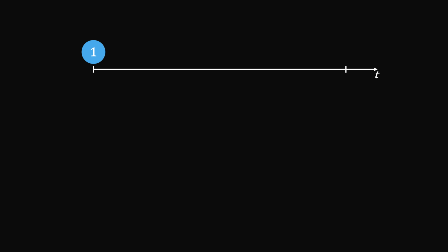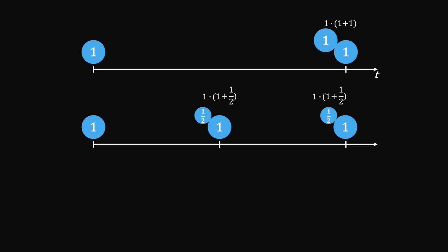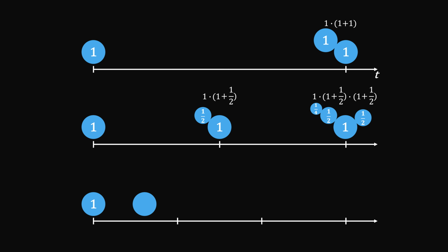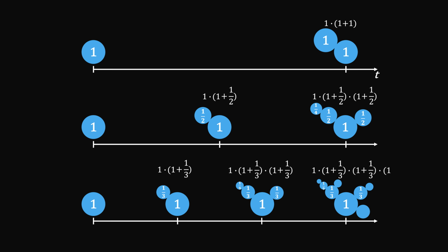Let's start with the simplest case. For 1 period, we have 1 times 1 plus 1 unit. For 2 periods, each grows a half, so we first have 1 plus a half. Viewing this as a whole, next we have this whole thing times 1 plus a half. Doing 3 periods, we have 1 plus a third first, then times 1 plus a third. And finally, times another 1 plus a third.